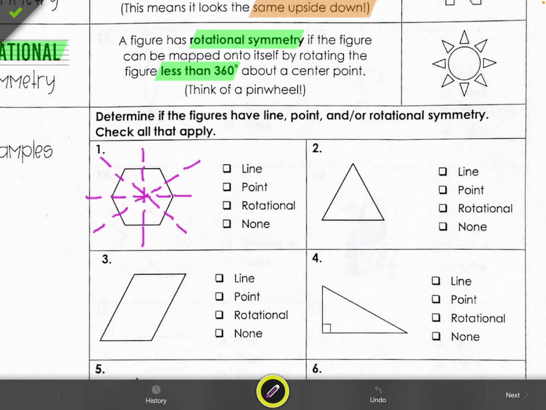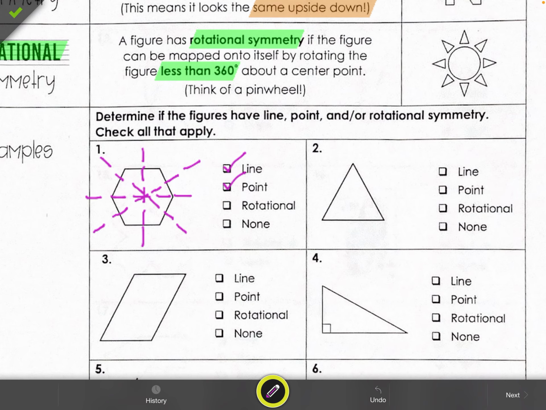So this does have a line of symmetry. It actually has 4. Okay. The vertical, the horizontal, and the 2 diagonals. So yes, this hexagon has line symmetry. Now remember, point symmetry is if you take it and turn it upside down. So take your paper, turn it upside down. Does it look exactly the same? The answer to that would be yes.